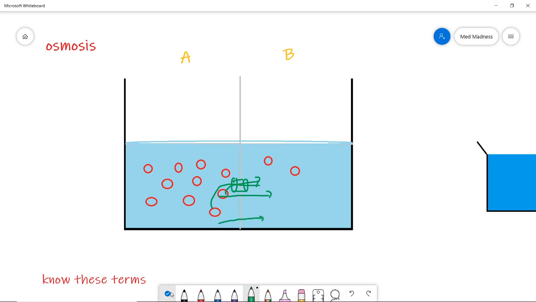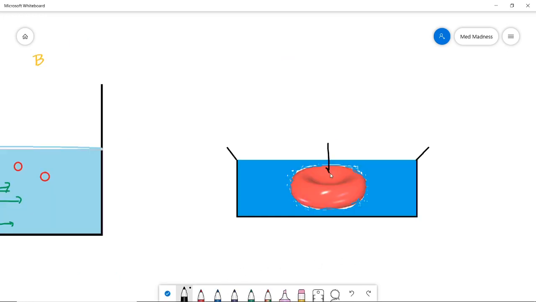Now let's take another example. I put an RBC inside this beaker full of water. I'm going to change the osmolarity of the fluid outside the RBC. You know that our body osmolarity is approximately 300 milliosmoles. For the fluid here, I put 300 milliosmoles. Will there be any movement of fluid here? No, there will be no movement of water because this solution is isotonic.